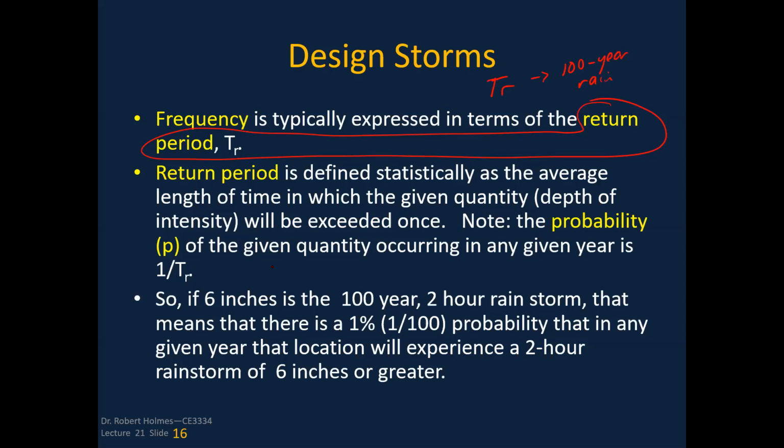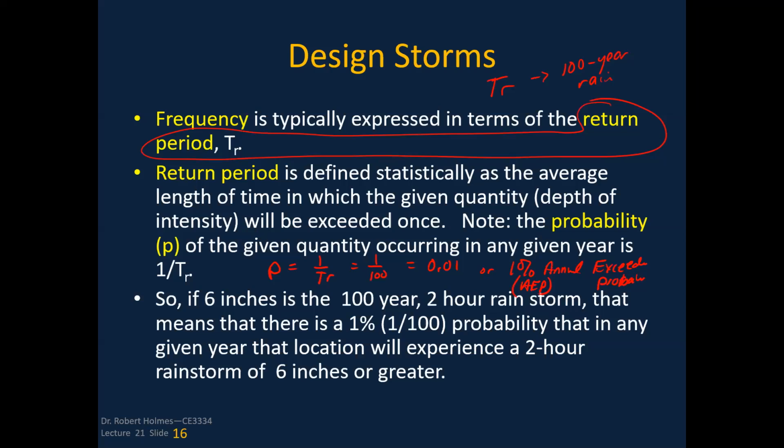And so when we think about the probability of occurrence, that's simply 1 over TR. So if we've got 100-year rain, that's 1 over 100, or a probability of 0.01, or 1%. That's when we talk about the 1% annual exceedance probability. And we'll call it usually for short AEP.